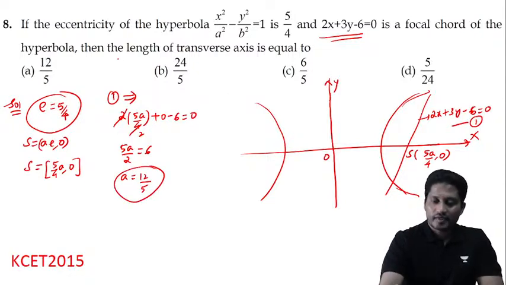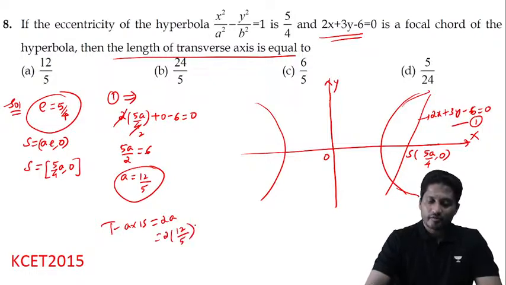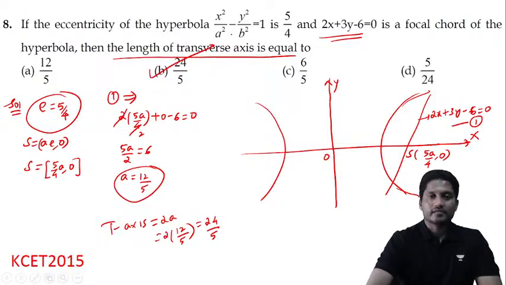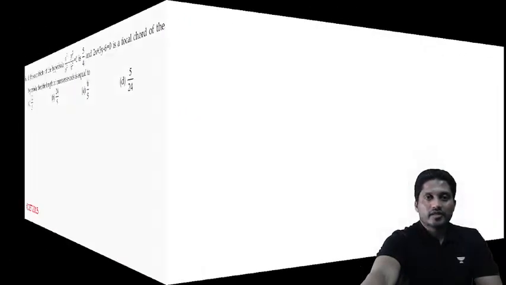Okay, and I'm supposed to find the length of the transverse axis. Length of transverse axis is equal to 2a, which is 2 times 12 upon 5, that is 24 by 5. Answer is option B. Let's move to the next question.